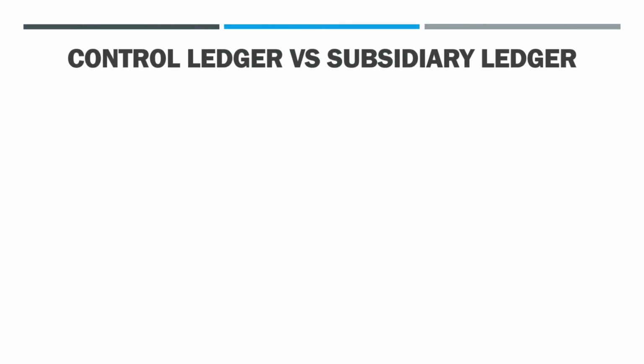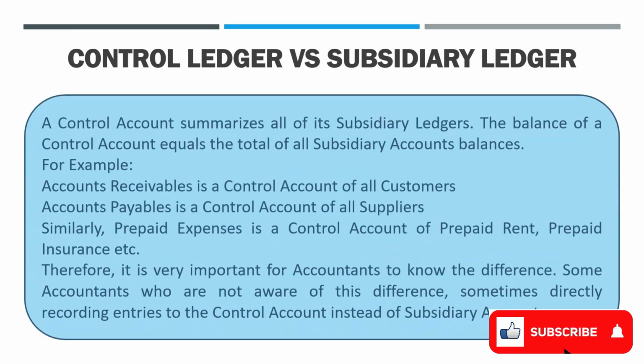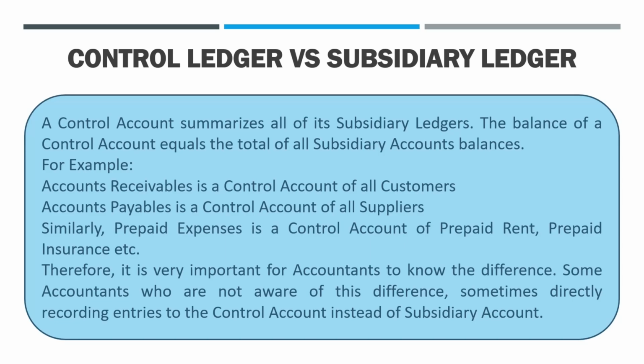It is very important to know the difference between control ledger and subsidiary ledger. A control ledger summarizes all of its subsidiary ledgers. The balance of a control account equals the total of all subsidiary account balances. For example, accounts receivable is a control account of all customers, and accounts payable is a control account for all the suppliers. Similarly, prepaid expenses is the main control account of prepaid rent and prepaid insurance, etc.